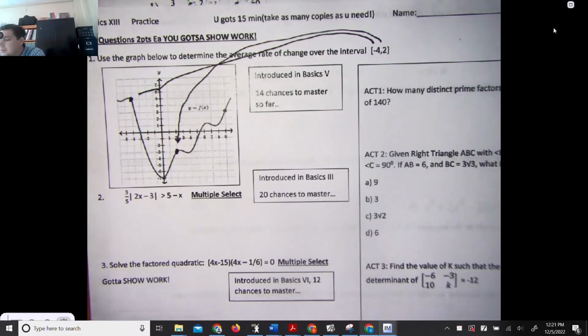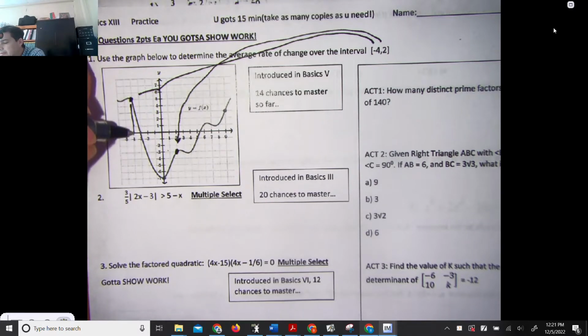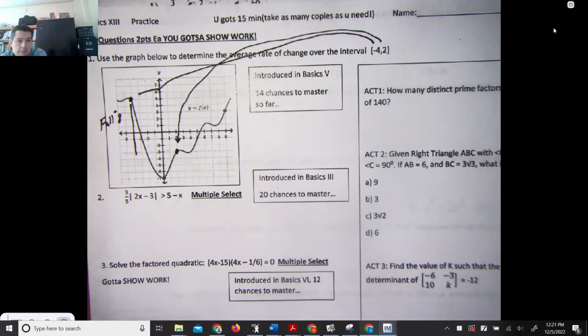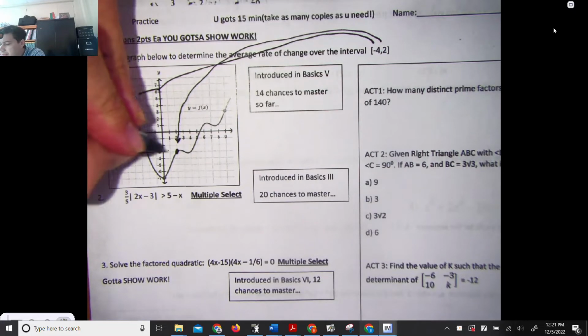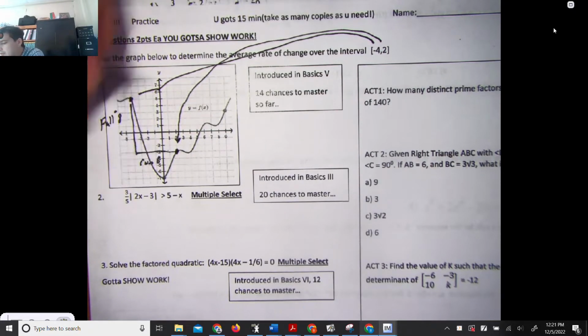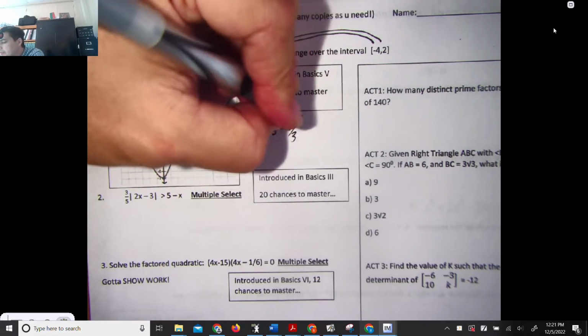Now, what I do is I fall from 5 to 3. I literally fall 8, which is, by the way, negative. And I run from -4 to 2. I run 6. So I take -8 over 6. That's my slope, my average rate of change. And I reduce it to -4/3.